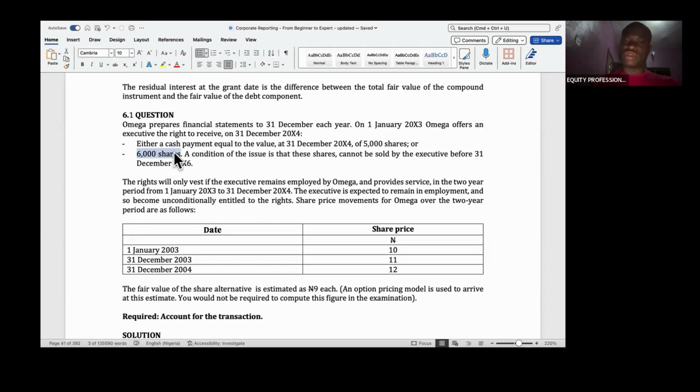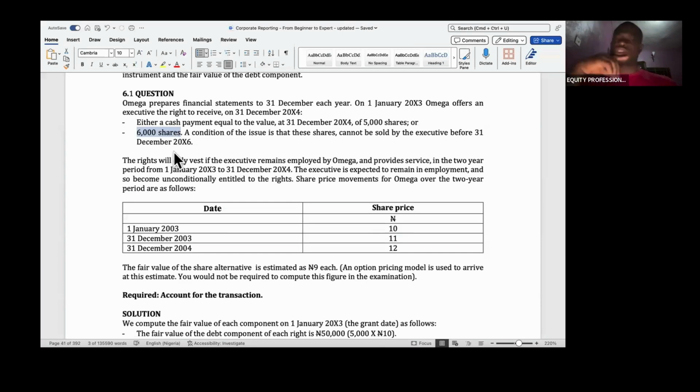So we have to consider the element of the two. I'll show you how to do that, but let's finish reading the question. We're told that the rights will only vest if the executive remains employed by Omega and provides service in the 2-year period from 4 January 2003 to 31st December 2004. The executive is expected to remain in employment and so become unconditionally entitled to the rights.